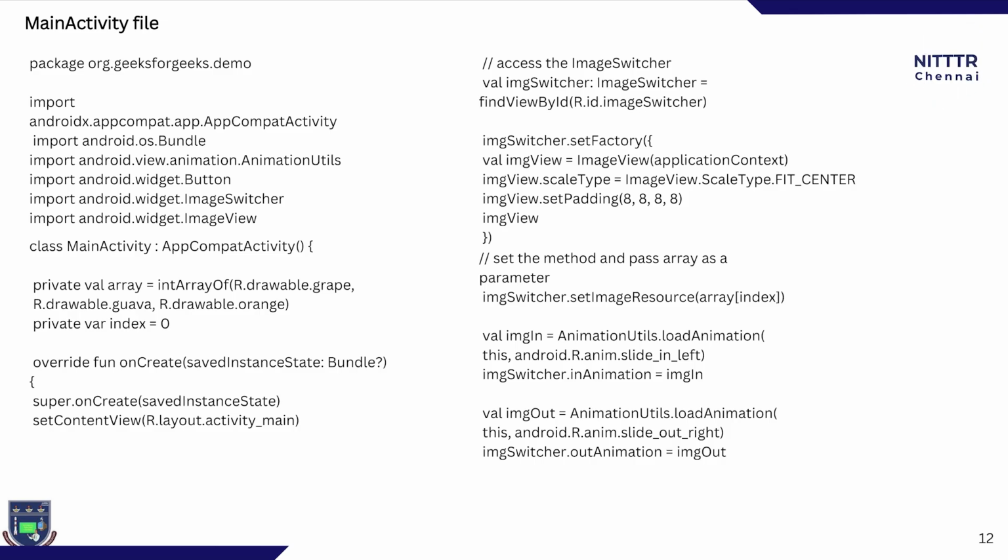Then fifth we have the image switcher setup. Here we are using imageSwitcher.setFactory. This method will create the image view objects dynamically to display the images. Next we have imageSwitcher.setImageResource. Here we have passed the array as a parameter. This will set the first image initially.